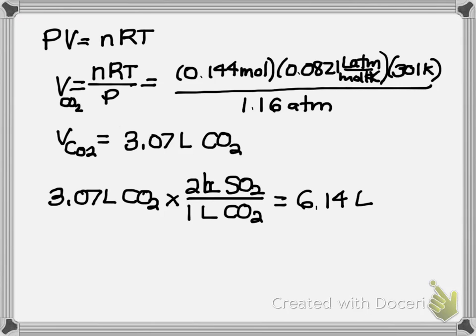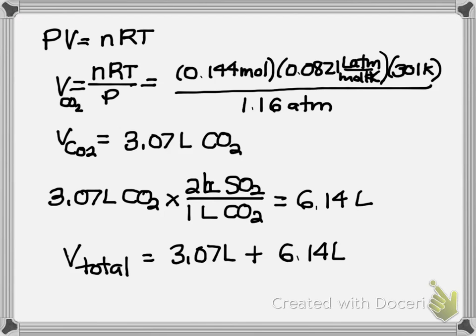We know that volume is proportional to the number of moles when they're at the same temperature. So instead of using the ideal gas law the second time, which I could have and would have gotten the same answer, I just used the ratio. Now, to get the total volume, I would add the 3.07 liters from the carbon dioxide to the 6.14 liters of the SO2, and so the total volume is 9.22 liters.